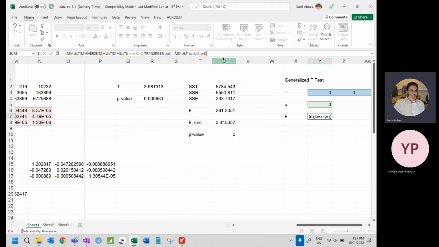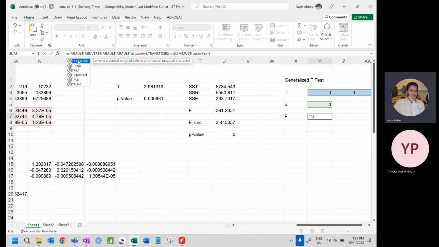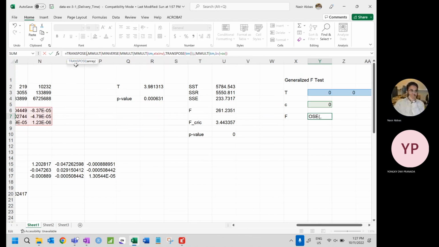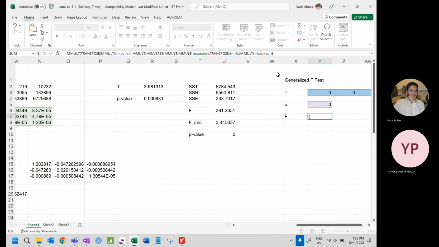I'm done with this part. Again, pre-multiply it by the transpose of this last thing that I have. I copy it all the way up to this, copy it and pre-multiply it by the transpose of this thing. And outside I put the matrix multiplication and close the bracket. Complete.